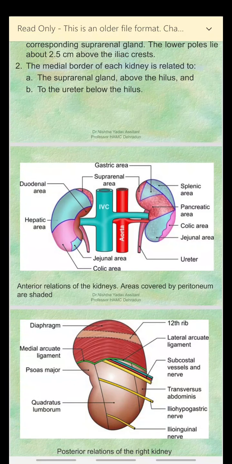See, in the hilum we can see the structures which are there, like the inferior vena cava, the aorta and the pelvis. They are actually situated from anterior to posterior side. The anterior side is the inferior vena cava, behind it is the aorta, and to the posterior is the pelvis.